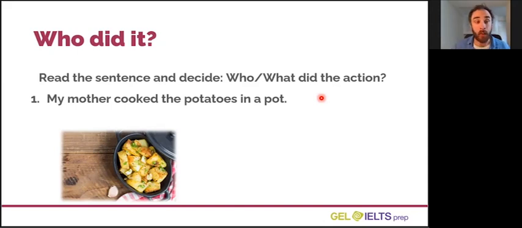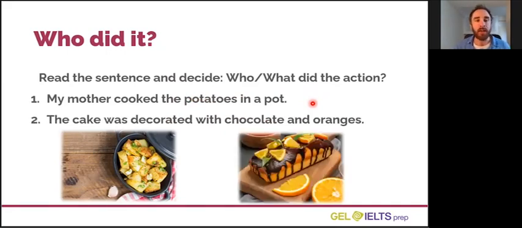The correct answer was my mother. The verb is cooked, and my mother is the person who did this action. This sentence is active. The subject, which is at the beginning, is the person or thing which does the verb. There is an object, which is potatoes, but the potatoes is not doing the action, it is receiving the action.